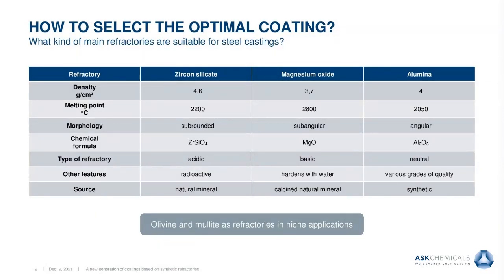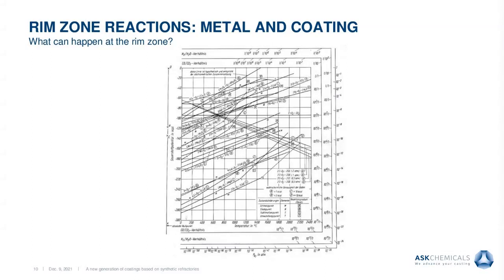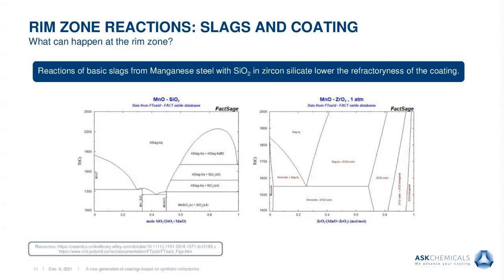And there's also the possibility to use olivine or mullite as refractory, but only for niche applications because it's not so widely applicable. Of course, if we select a coating, we have to consider reactions between metal and coating. This you can deduce from the Ellingham diagram, which you know very well as foundrymen. Of course, we also have to consider a reaction between slags and coatings.